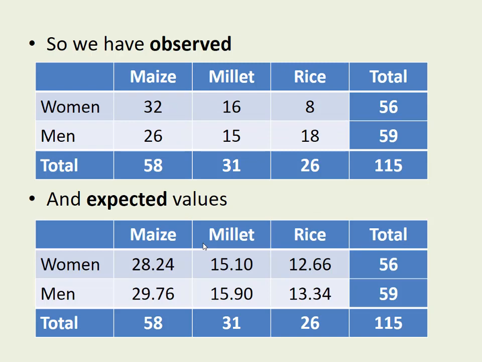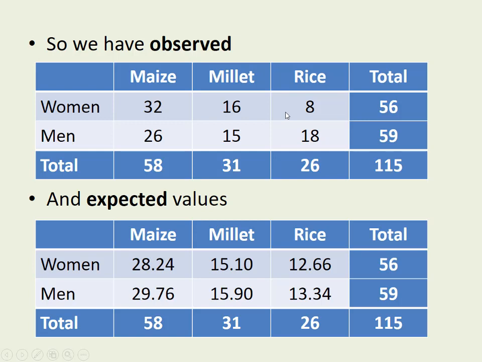So once you've done that, you can compare what you actually got and what you'd expect to get if the null hypothesis is true. So if there's no connection between sex and crop choice, you'd expect this. What we actually got in our sample was this.